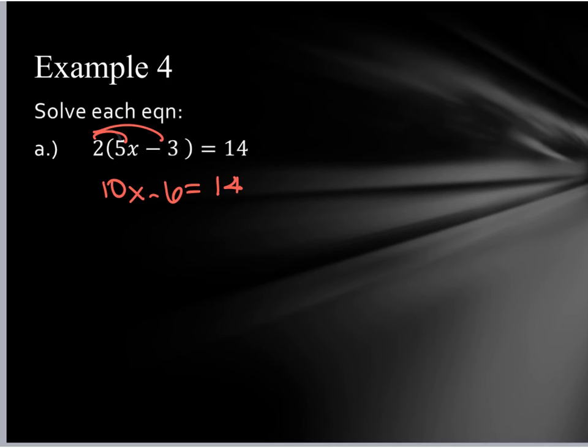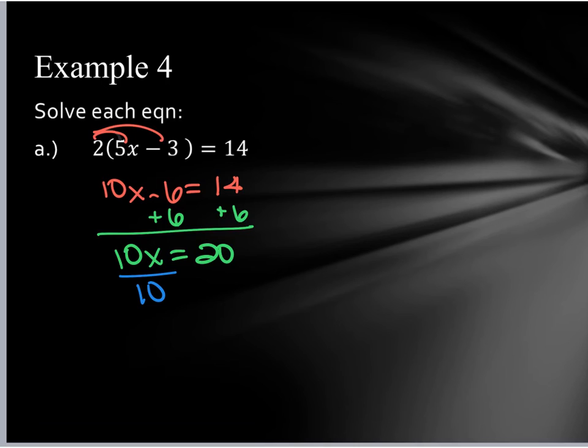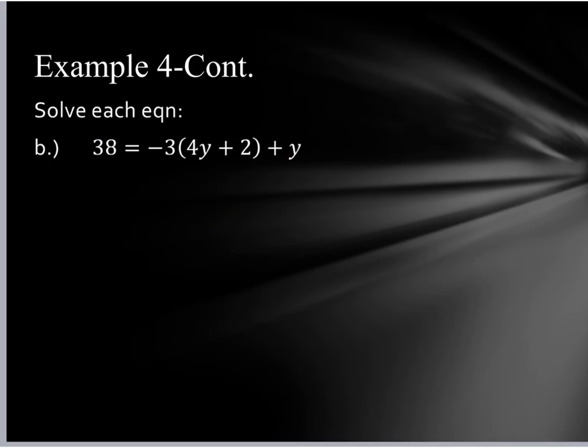Now I have a 2-step equation, and I can go ahead and simplify. So I'm going to undo the subtraction first. I'm going to add 6 to both sides, and I have 10x equals 20. So I'm going to go ahead and divide both sides by 10, because I really have 10 times x. So to undo the multiplication, I have to divide. So if I divide both sides by 10, this is going to give me x is equal to 2. And then I'm done. Please try part B on your own real quick.